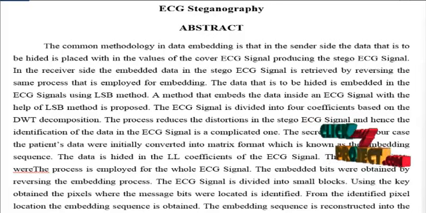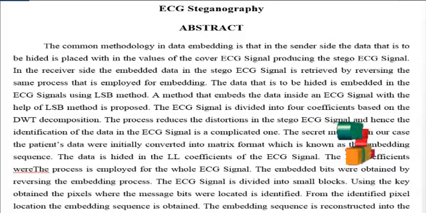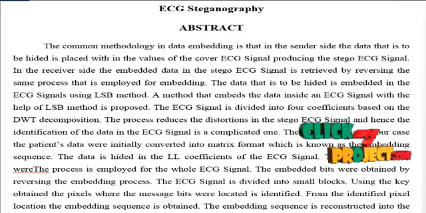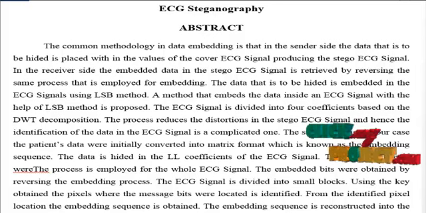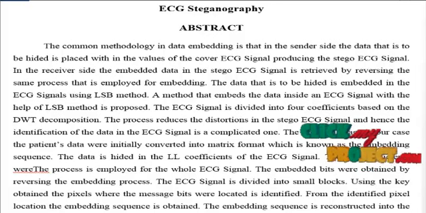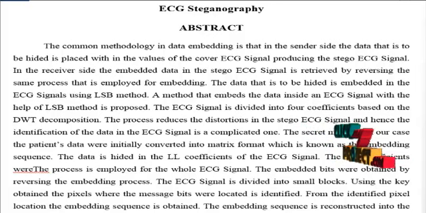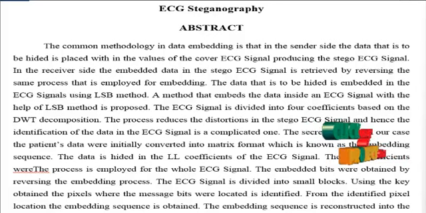The embedded bits were obtained by reversing the embedding process. The ECG signal is divided into small blocks, and using the key obtained, the location where the message bits were placed is identified. From the identified pixel location, the embedded sequence is obtained. The embedding sequence is reconstructed into a message.